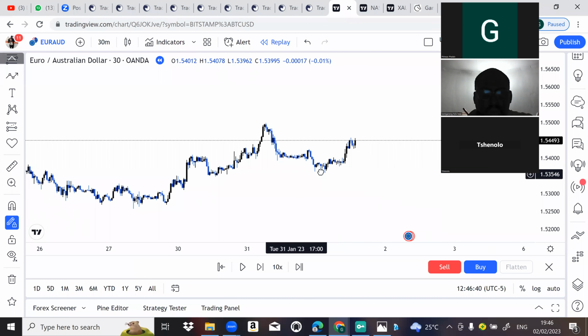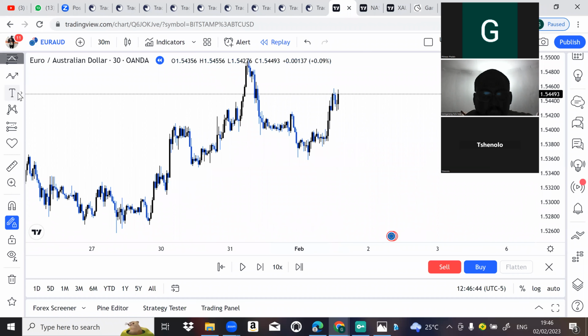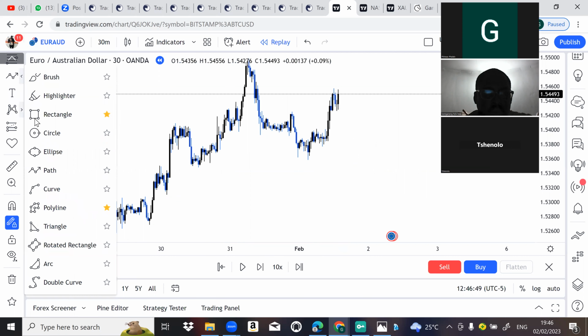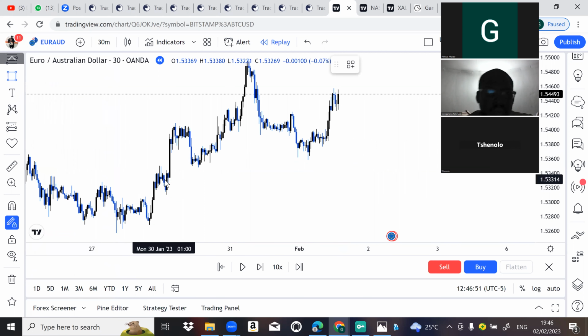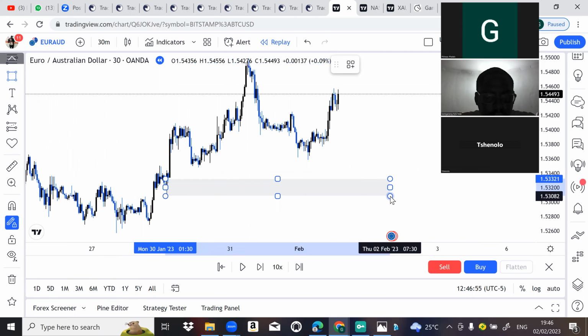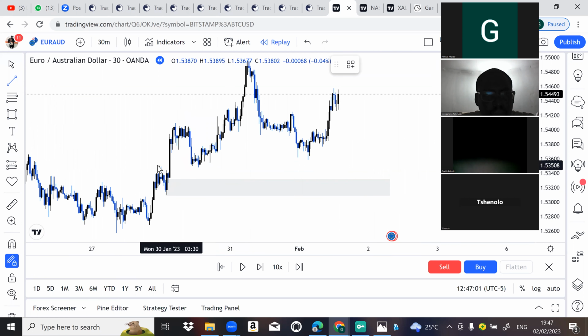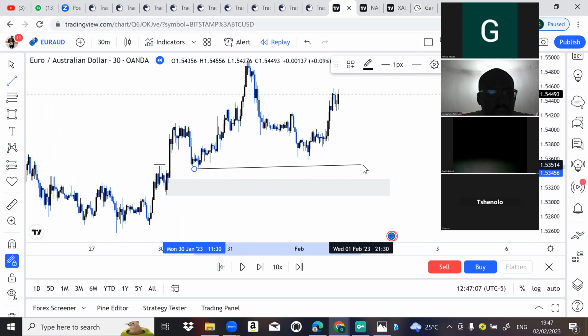So with Euro AUD, this is what we can see. When we identify our order block here, it has to be this last down candlestick. This last down candlestick caused this aggressive move up, and then a break of this previous high. After that, we have inducement here as our confluence factor.